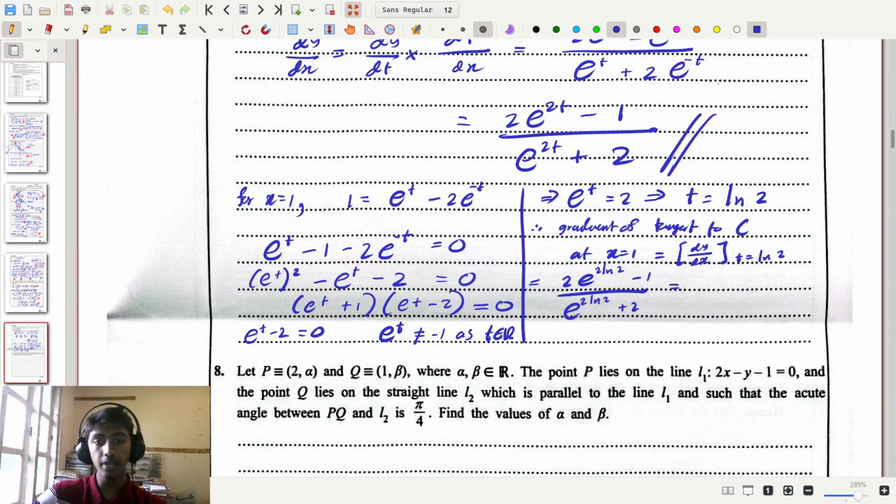Now if we substitute in, we can see that 2 times e to the power of 2 times natural logarithm of 2 is going to be e to the power of natural logarithm of 2 to the power of 2, which is going to be e to the power of natural logarithm of 2, which is 2 squared, which is going to be 4 times 2, which is 8.